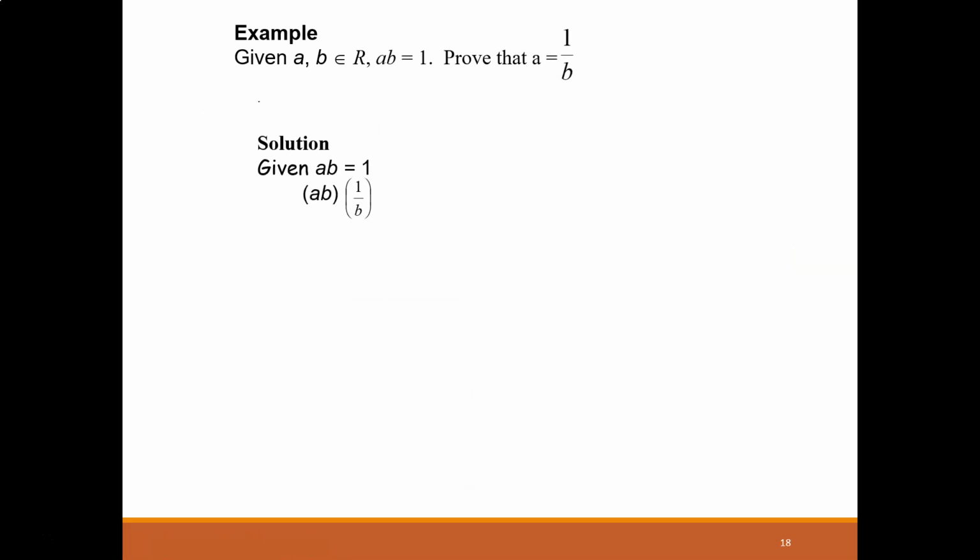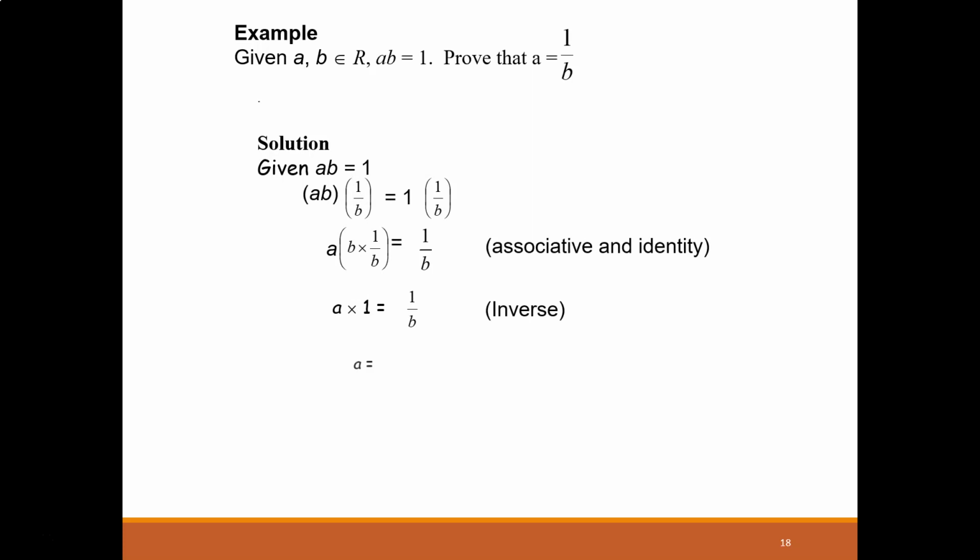Okay, we also have another example. Given A and B is an element of R, real numbers, A times B equal to 1. Prove that A equal to 1 over B. So, solution, dia bagi kamu A and B, yang mana A and B itu adalah real numbers. And also, bila A times dengan B, you get 1. Buktikan A is equal to 1 over B.